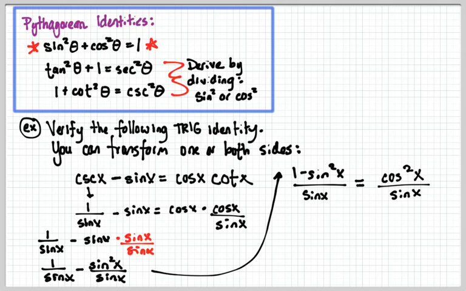All right, Natalie, what is 1 minus sine squared x equal to? Yeah, what identity are you using? Yeah, Pythagorean identity. Cosine squared x over sine x equals cosine squared x over sine x. Do we need to go any farther? Do they match? We're done. So you can go ahead, check it, it's verified.